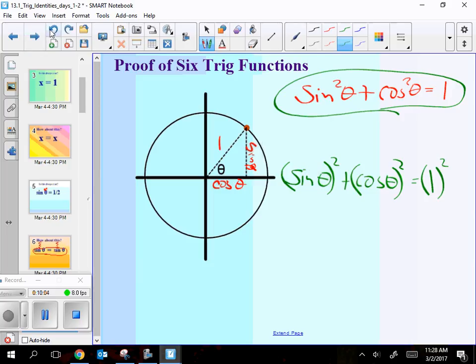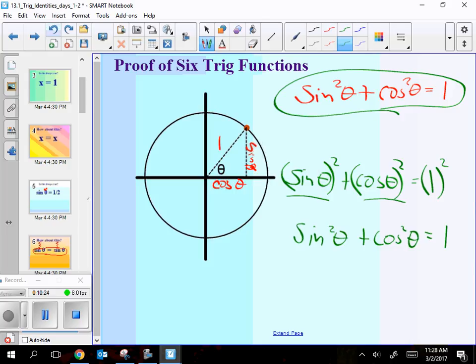So if you're writing it this way, I'm actually okay with you writing them that way. It's just going to cause you to have to write parentheses every single time. It's just faster. Approved shorthand is to say that. Cosine squared theta equals 1 squared, of course, is just 1.